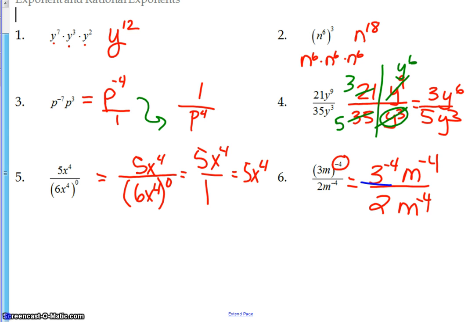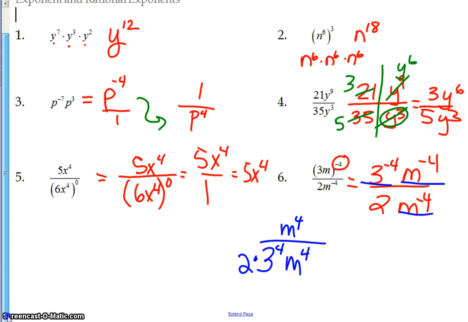I look at this 3 to the negative 4, and I say to myself, I need to put that in the denominator so it becomes a positive 4. I'd look at this m to the negative 4. I'd need to put that in the denominator to make it positive. The 2 is already in the denominator and already positive. This m to the negative 4th would move to the numerator to make it positive.